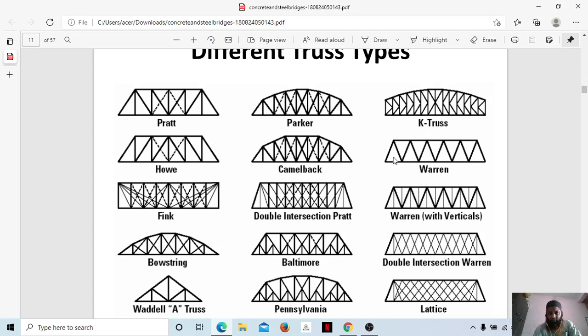Normally these are very much used. Warren truss and Pratt truss are normally very much used. You can see Fink and double intersection point also. All these, depending on the load coming onto the structure, these types of truss are decided or finalized.